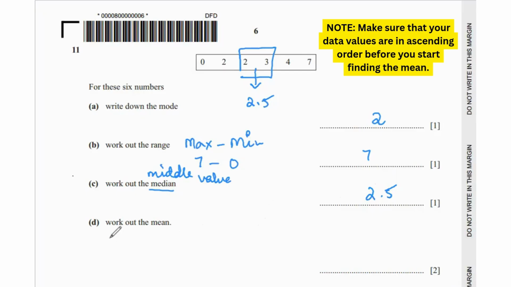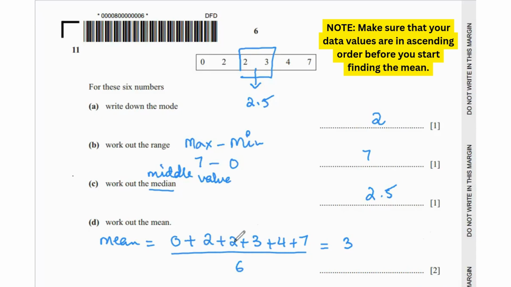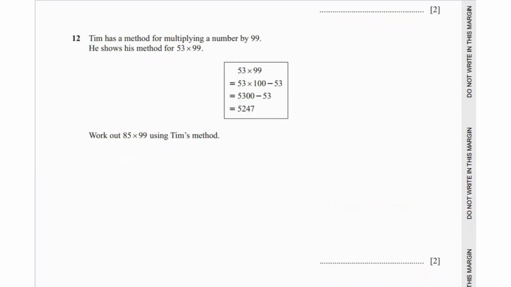Then work out the mean. For mean, you will add up all the values and divide it by the total number of values. So 0 plus 2 plus 2 plus 3 plus 4 plus 7, and there are 6 values in total. So that is going to give you an answer of 3. Because 4 plus 3 is 7, 7 plus 7 is 14, 14 plus 4 is 18, 18 divided by 6 is 3.